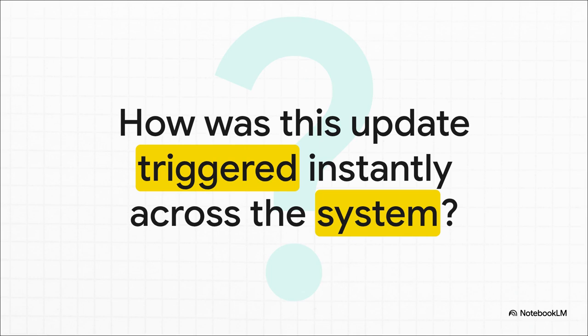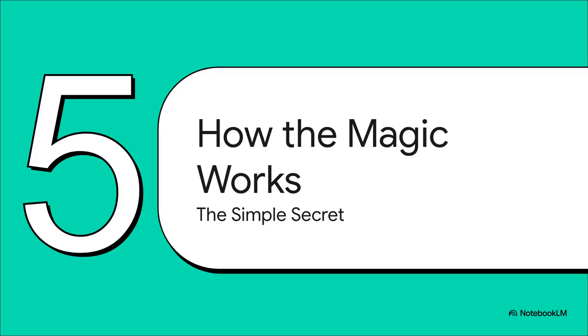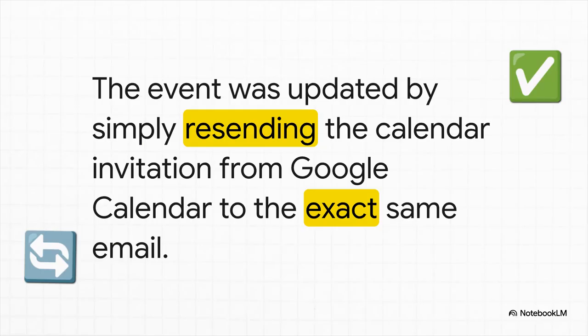Did she have to log back into Mailchimp and mess with the campaign? Did she have to go find some dashboard in Calendar Snack and edit it? Nope, not even close. The answer is way simpler. So let's pull back the curtain. How does this magic actually work? Well, the secret is that it's less about what she did and more about what she didn't have to do. You ready for this? All she did was go back into her Google Calendar, edit the event details there, and just resend the invitation. That's it. The system did all the heavy lifting automatically.